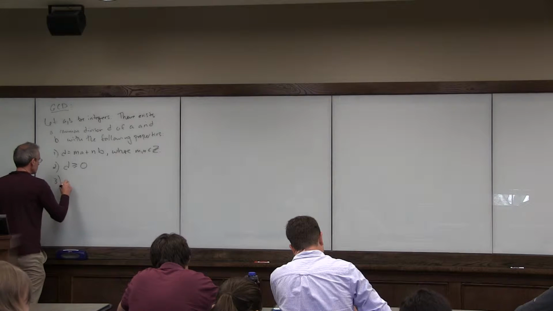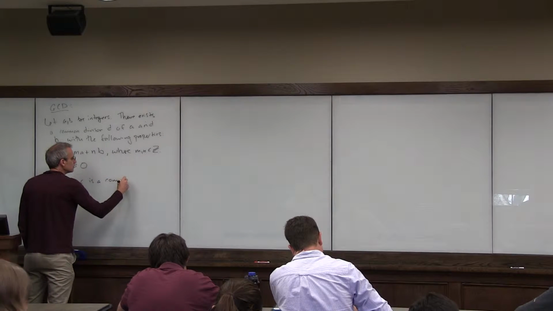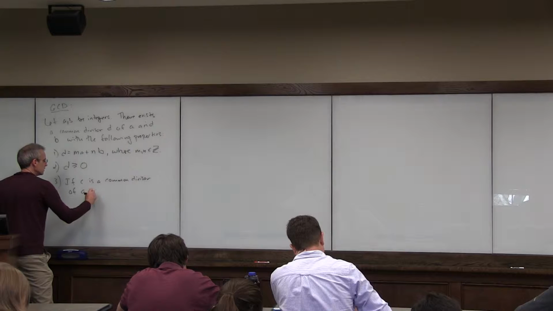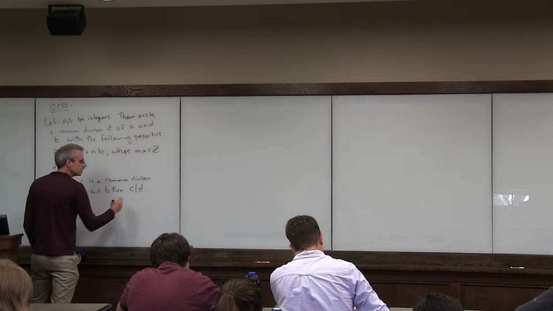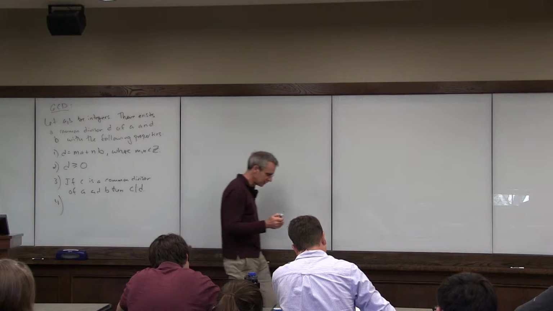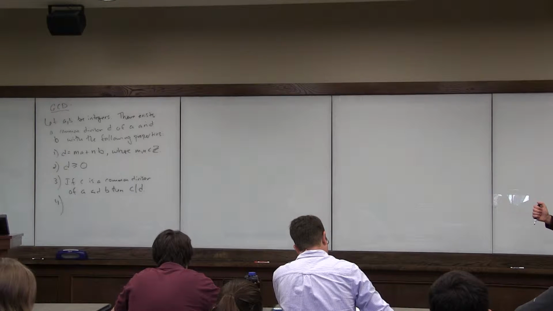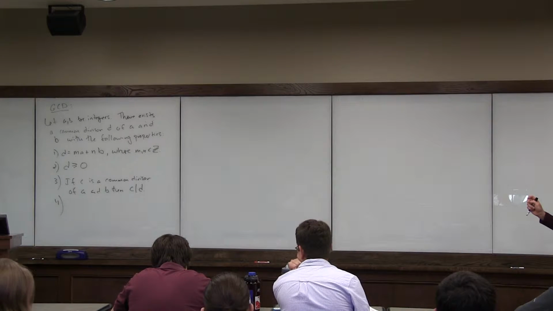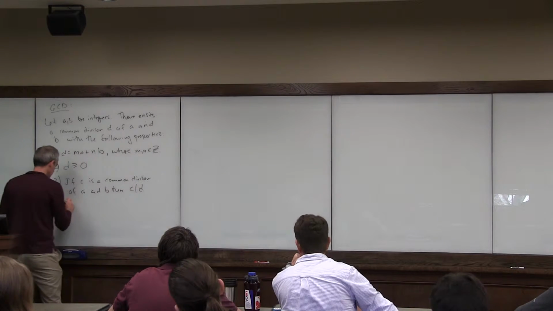And the next one is that if C is a common divisor of A and B, then C divides the greatest common divisor. And now for number 4, actually, Mr. Sunkus pointed out something that I haven't noticed in years of doing this, and nobody else noticed this. We have to be a little bit careful. You have to have that A and B are not both 0 in order for this to be correct. And I'll explain why in just a second.